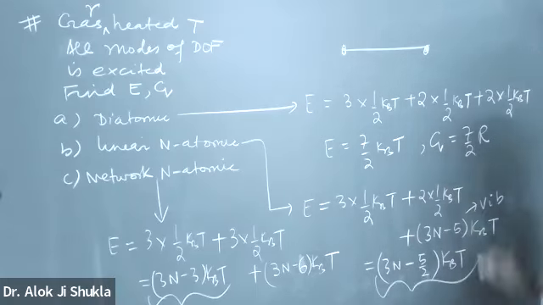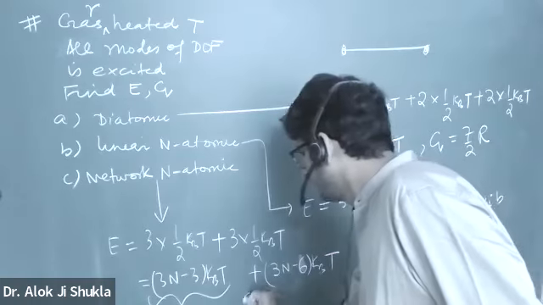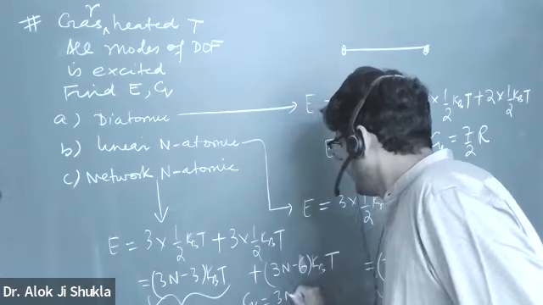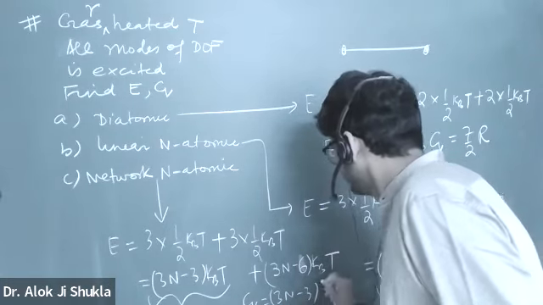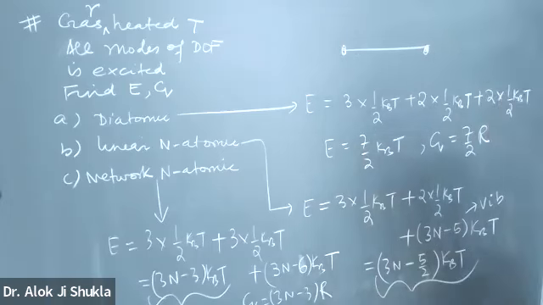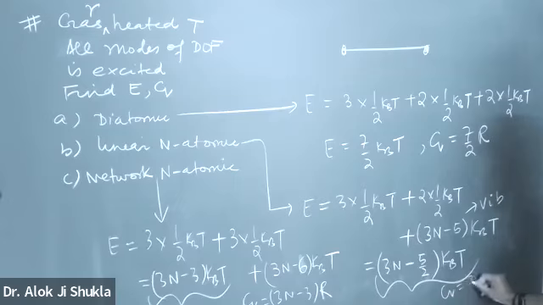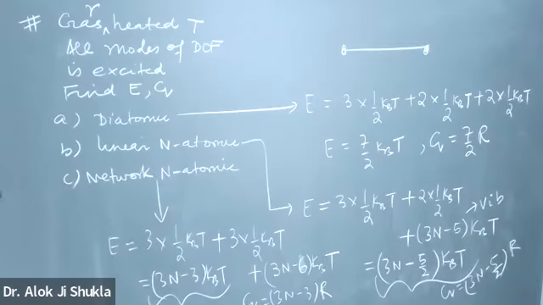This is this much. Now what will CV be? What will the CV of this be? 3n minus 3 or, and what will CV be here? 3n minus 5 by 2 into R. Okay.